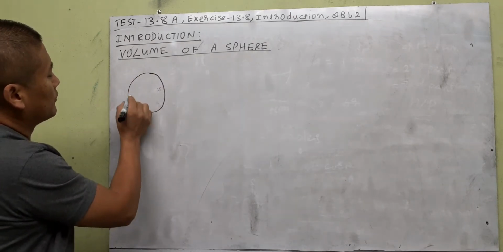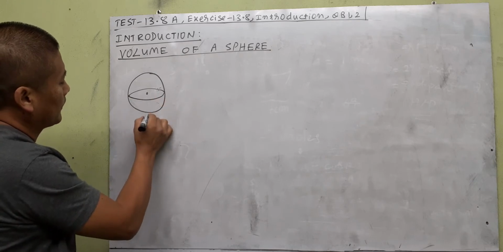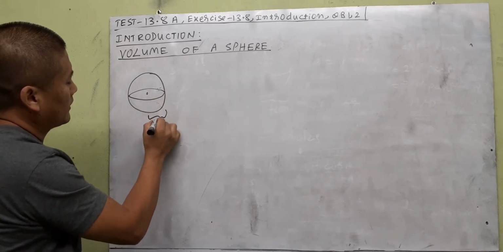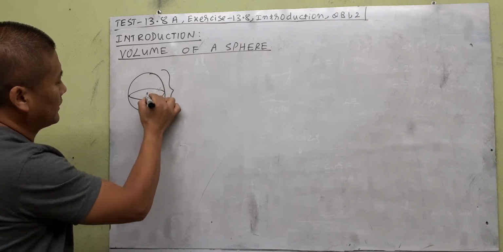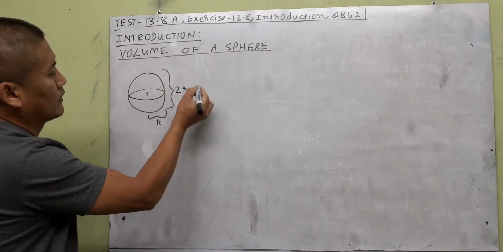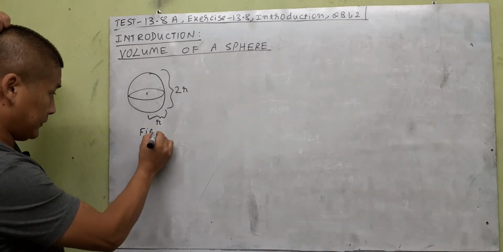Sphere is basically a ball only. So this is the sphere, let us say, whose radius is, let us say, r. So from here to here will be the diameter, from here, r plus r, 2r, okay? So let us say this is your figure 1.